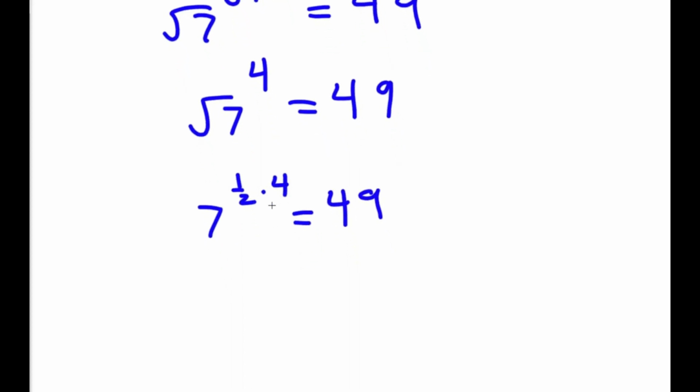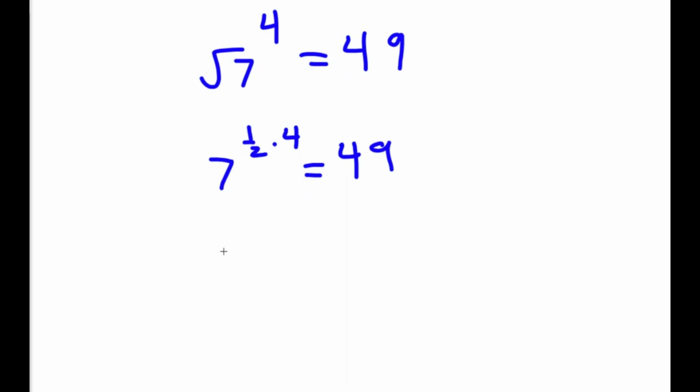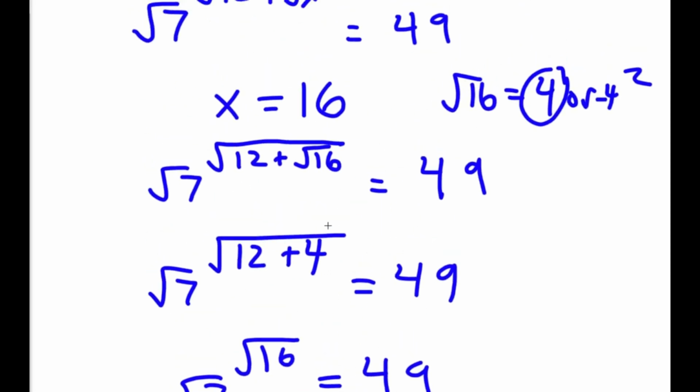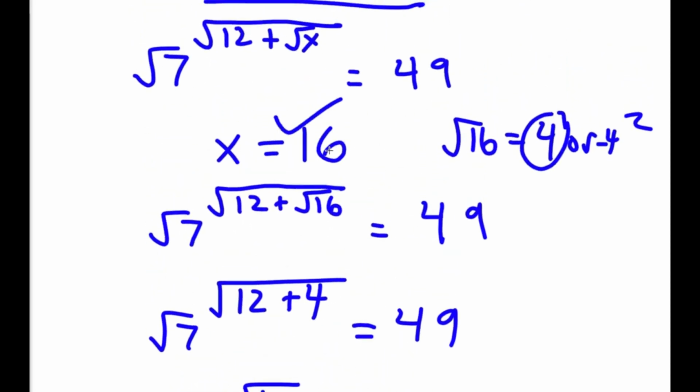And 1/2 times 4 is simply 2. So I have 7 squared is equal to 49. And 7 squared is, in fact, 49. So 49 is equal to 49. And because this is right, our solution is right as well.